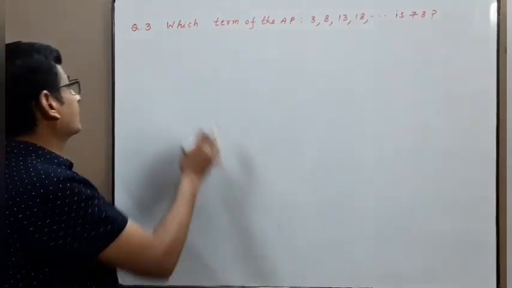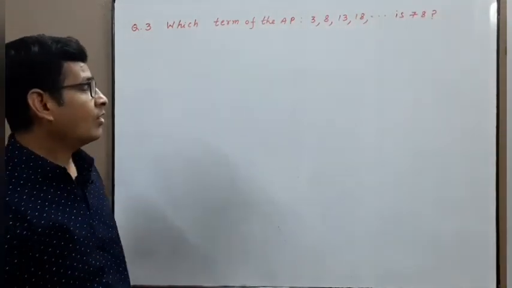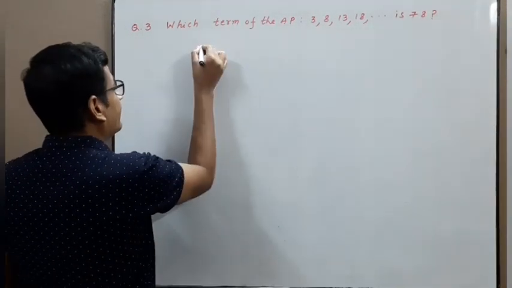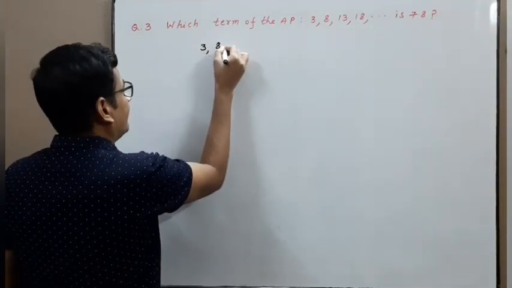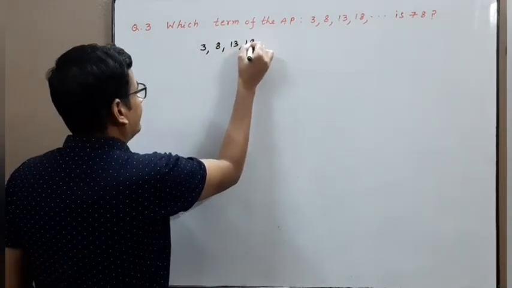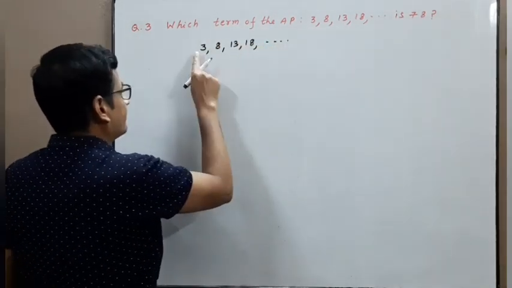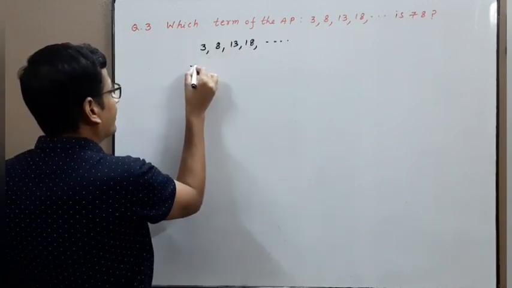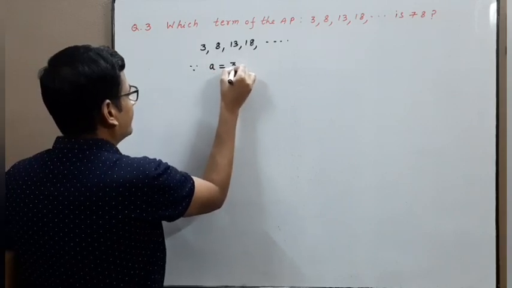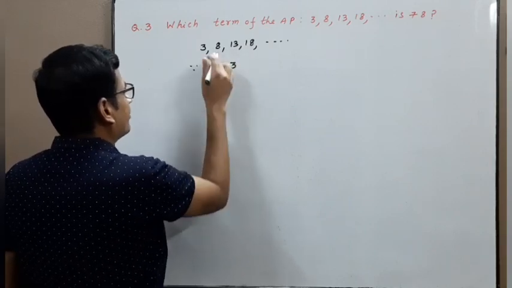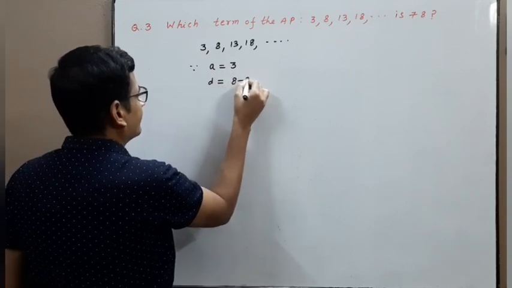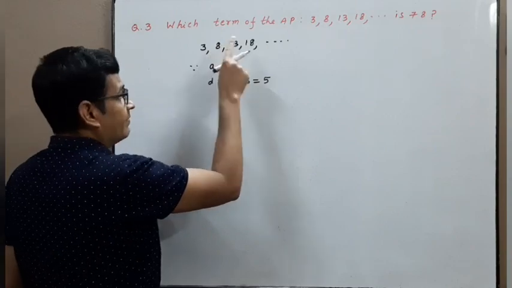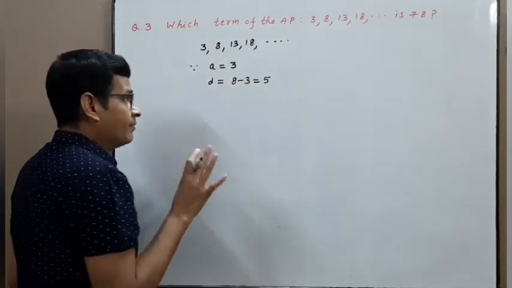Next problem, question number 3. Which term of the AP is 78? So first write the AP: 3, 8, 13, 18, and so on. This is the first term, this is the second term, third term and fourth term. First term is equal to 3, common difference is equal to second minus first, which is 5. Verify also: 13 minus 8 is 5, 18 minus 13 is 5. So this is an AP.